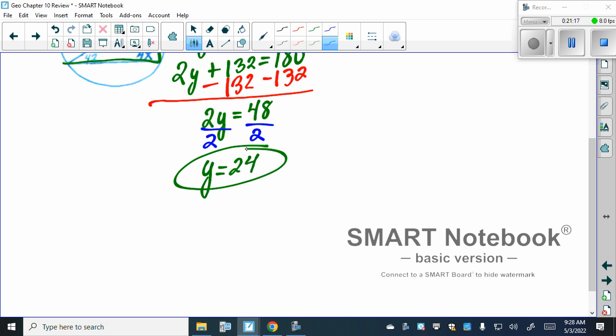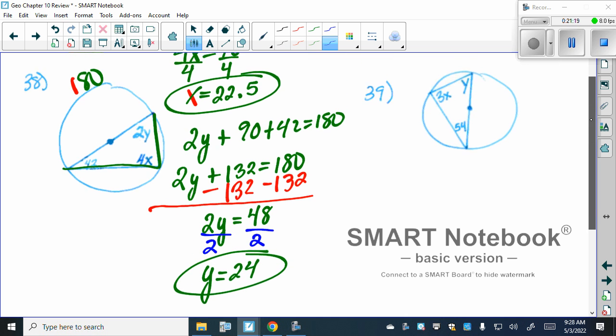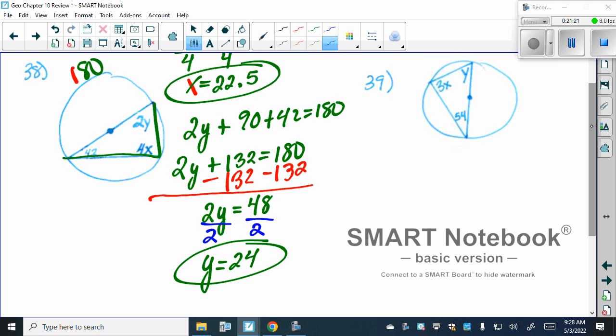And that's the same for the next one. X should be 30, y should be 36. The acute angles of a right triangle add together to be 90, so 90 minus 54 would give us 36. We know the 3x should be 90, so 90 divided by 3 is 30. Questions on any of this here?